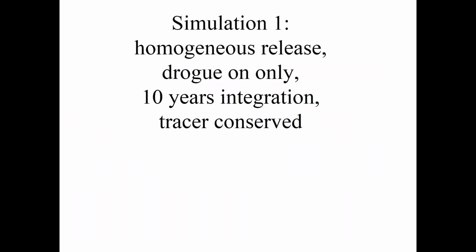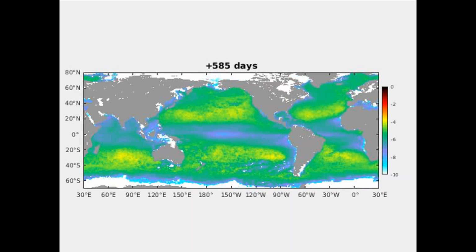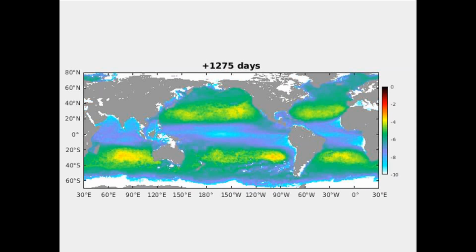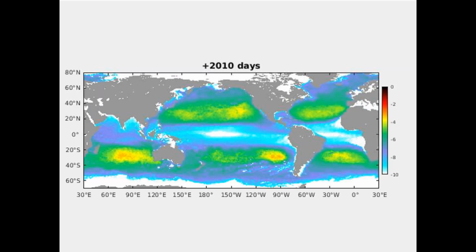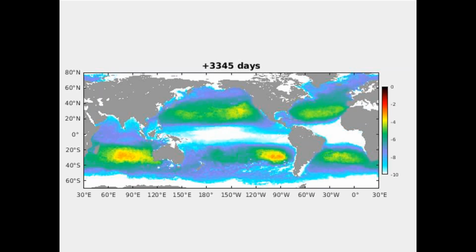So let's look at a homogeneous release, similar to the Maximenko et al. study, but only use the drogued data and integrate this for 10 years and conserve the tracer. Here's what we get. Now what you're seeing is log 10 concentration. So that's 1, 10 to the minus 2, 10 to the minus 4, 10 to the minus 6, 10 to the minus 8, 10 to the minus 10. And effectively it's normalized so the sum is 1. And so after 10 years, there's our concentration for the drogued drifter data, looking somewhat similar to what the Maximenko et al.